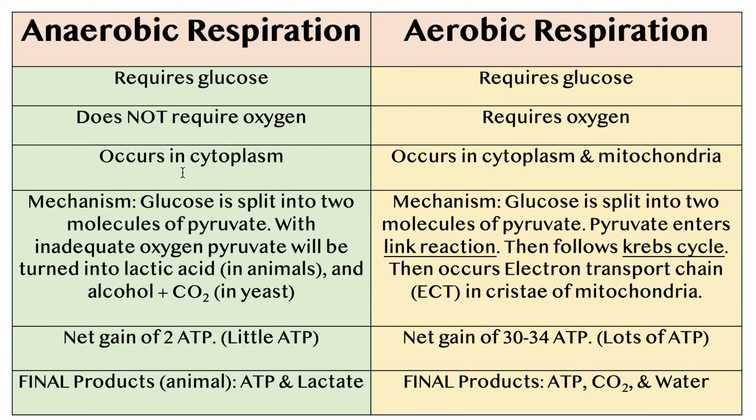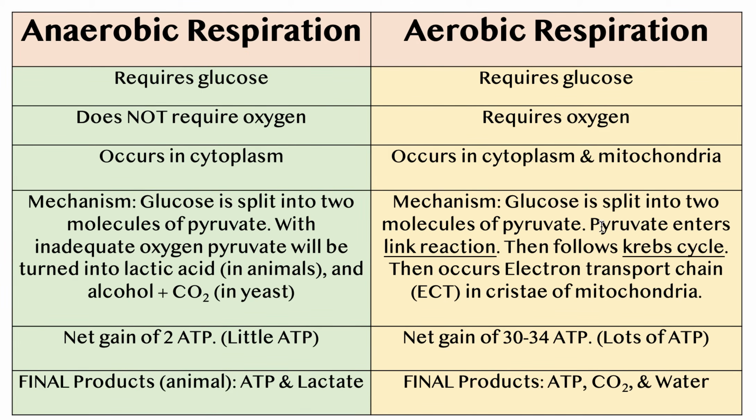Aerobic needs oxygen. Anaerobic occurs only in the cytoplasm. Aerobic goes into the cytoplasm and the mitochondria. Both places are needed. Their mechanism is slightly different. They start off the same. Glucose is split into two molecules of pyruvate. See, glucose is split into two molecules of pyruvate, but then from there, they're different. For anaerobic, for animals, it will form lactic acid, whereas for yeast, it will form alcohol and carbon dioxide.